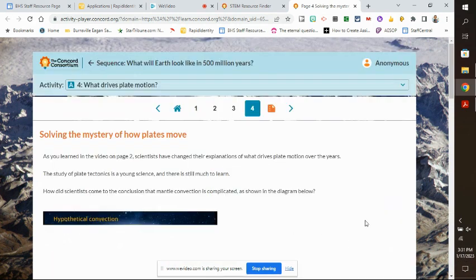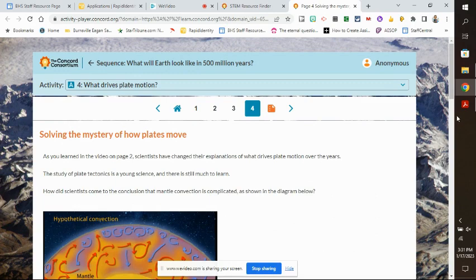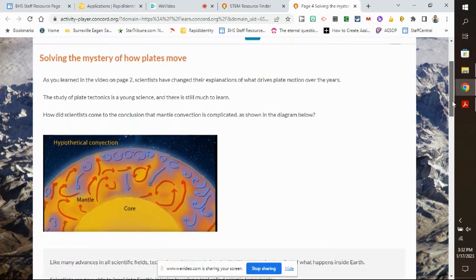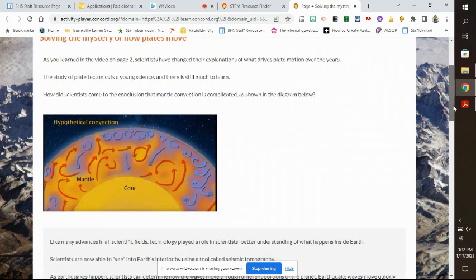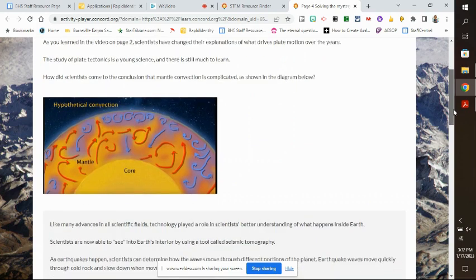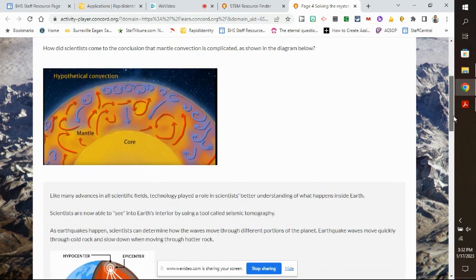Okay, finally, solving the mystery of how plates move. This is the important part. It says, as you learned in the video on page 2, scientists have changed their explanation of what drives plate motion over the years. The study of plate tectonics is a young science, and there's still much to learn. How did scientists come to the conclusion that mantle convection is complicated, as shown in the diagram below?